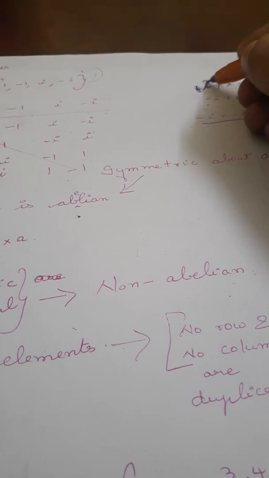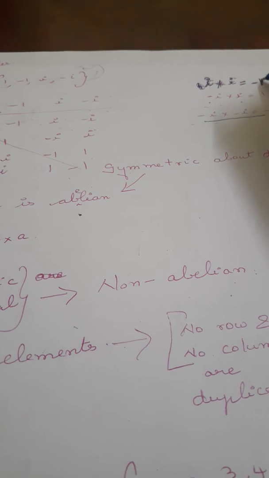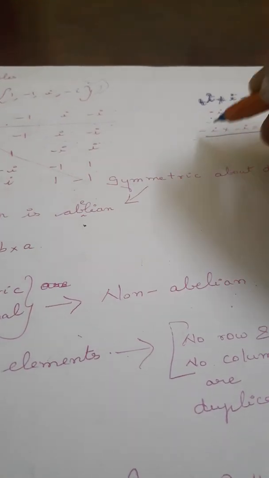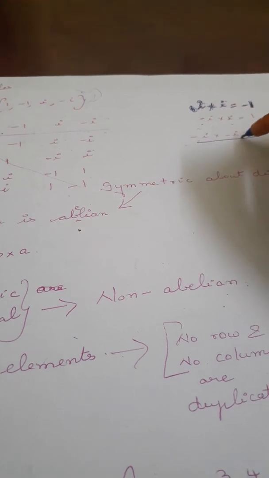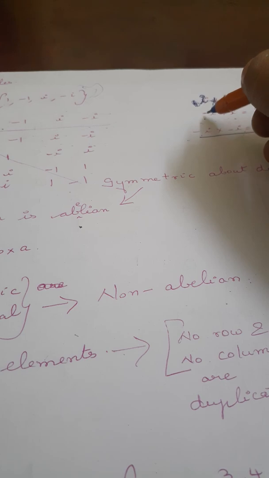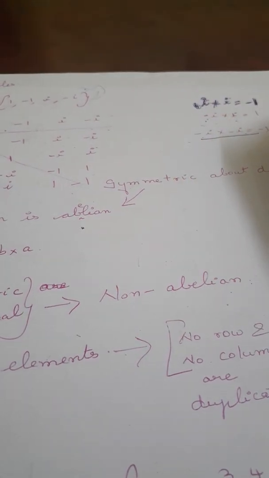i into i is equal to minus 1. Same operation, multiplication, gives minus 1. Minus i into minus i, same operation, is minus 1. Different operation, minus i into plus i, different operation, is 1.